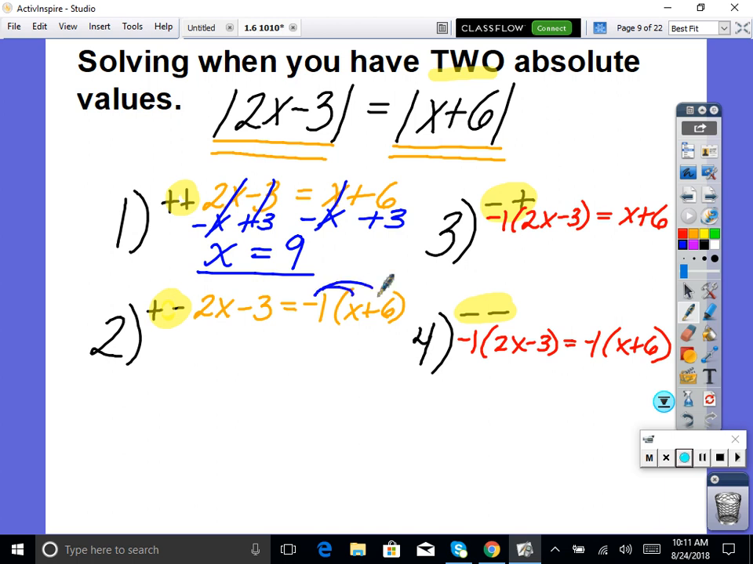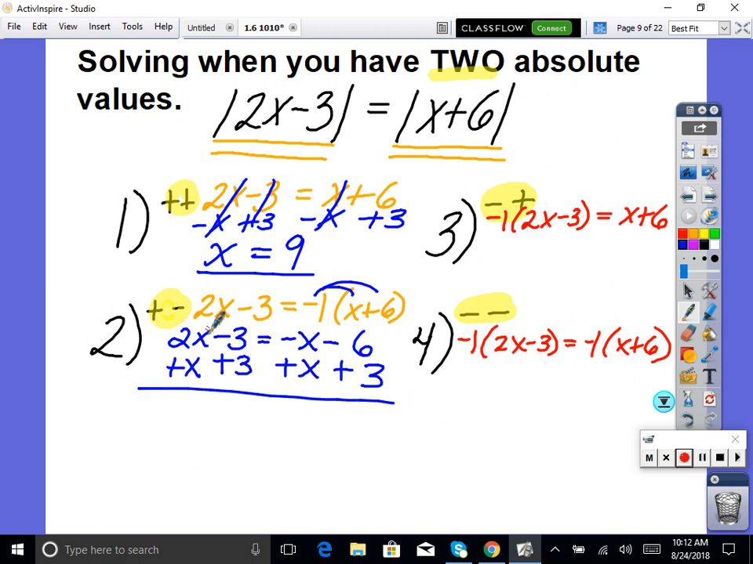We would distribute negative 1 in, so we would have 2x minus 3 equals negative x minus 6. So then I'm going to add x and add 3. So now over here I would have 3 x's. That's gone. Equals, that's gone. And we get negative 3. So now divide by 3. So x equals negative 1. I'm going up here to solve.